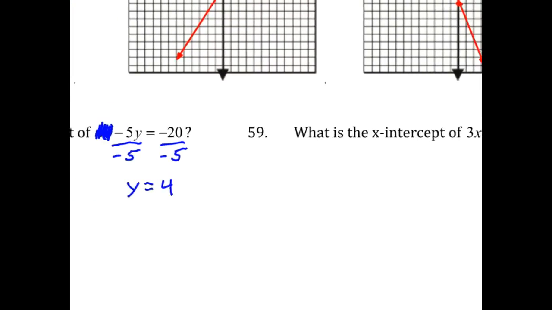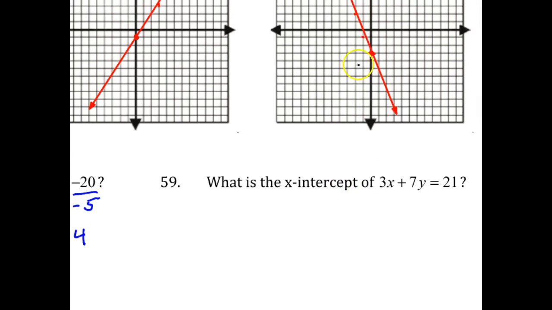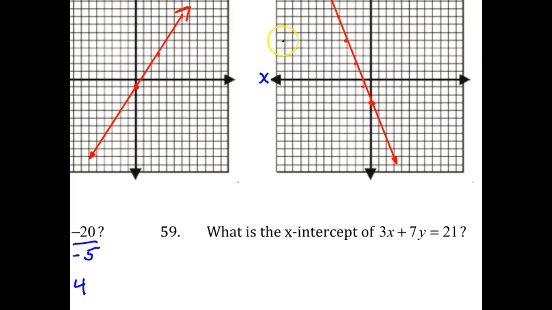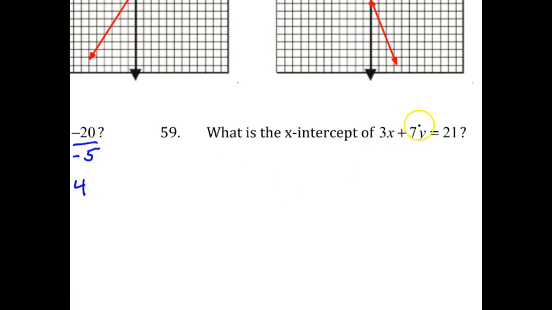Plug in 0 for x, and kind of the opposite for the x-intercept. We want to find where it crosses on the x-axis. Every point on this axis, on the dark line, has a y of 0, right? Because up is positive, down is negative, so right in the middle is 0. So we just plug in a 0 for the y. So that means 7 times 0 is 0, and we're just left with 3 times x equals 21, and we'll get x equals 7. So 7, 0 is the x-intercept.